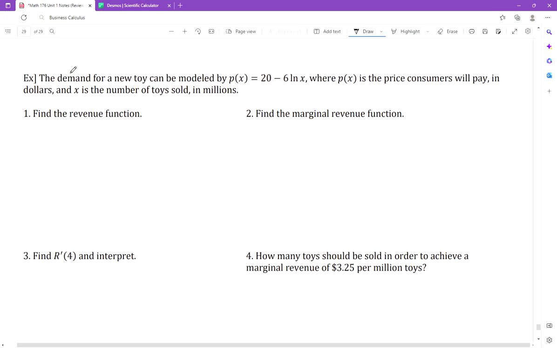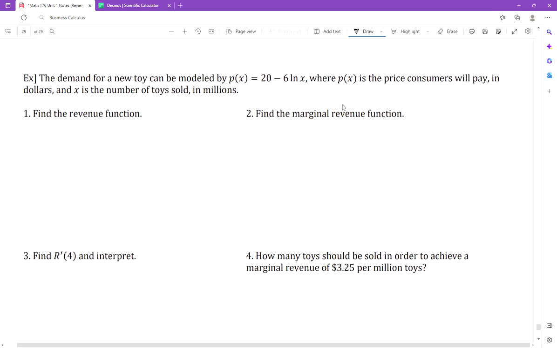So it says the demand for a new toy can be modeled by P of x equals 20 minus 6 ln of x, where P of x is the price consumers will pay in dollars and x is the number of toys sold in millions. Find the revenue function. Okay, so a little bit of recall back here.